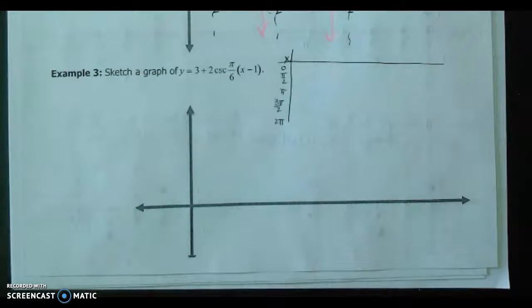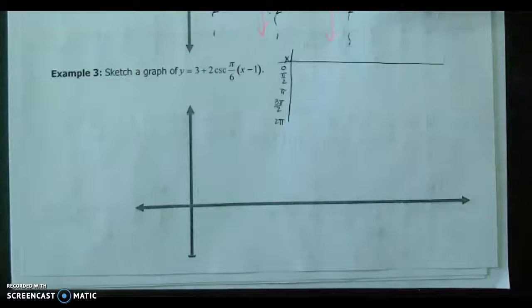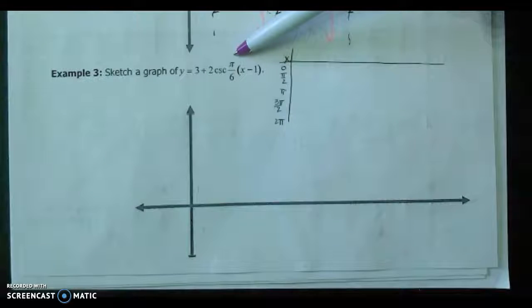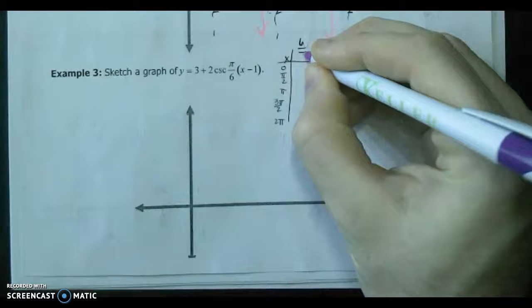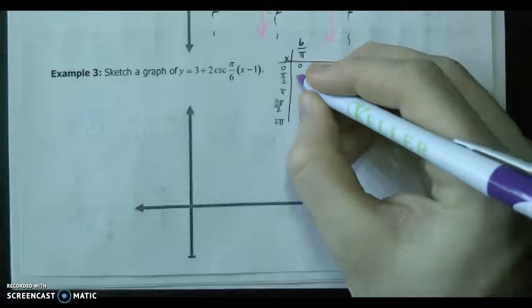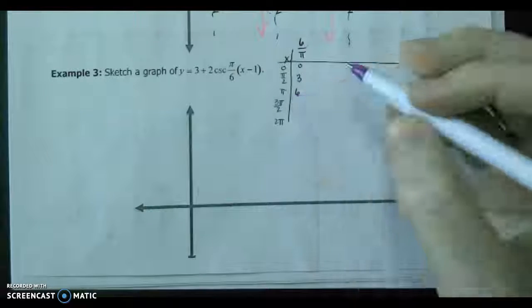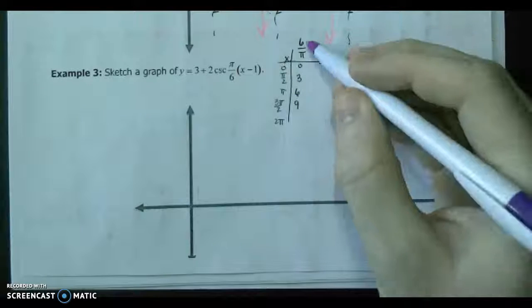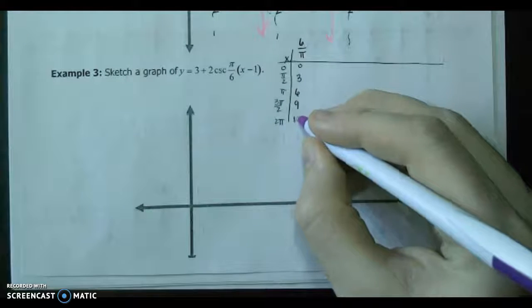So I started my x column: 0, pi over 2, pi, 3 pi over 2, and 2 pi. Next thing we're going to do is multiply by the opposite of pi over 6, so the reciprocal, 6 over pi, which will be 0, 6 pi over 2 pi, which is 3, 6 pi over pi, which is 6, 18 pi over 2, which is 9, and then 12 pi over pi, which is 12.